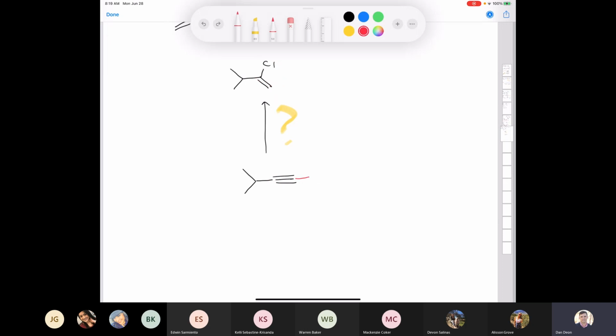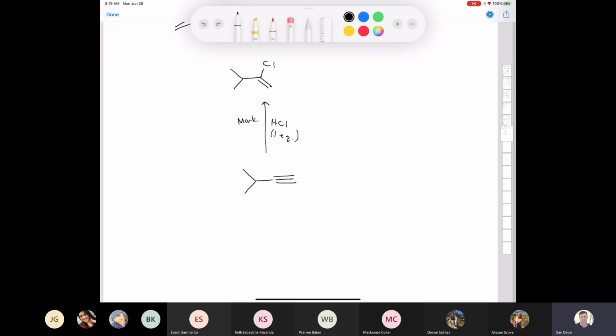So a Markovnikov addition, let me just scribble that in here. And the way that we would do that is we would just treat the molecule with HCl. And I like to specify, since you're only adding one molecule of the HCl, you could just write one equivalent, okay? And all that means is if you had 1 mole of this, you would add 1 mole of that. That's what equivalence means. It's nothing fancy, okay?